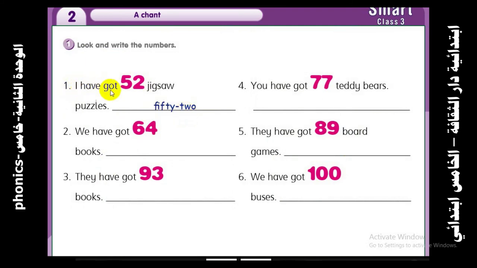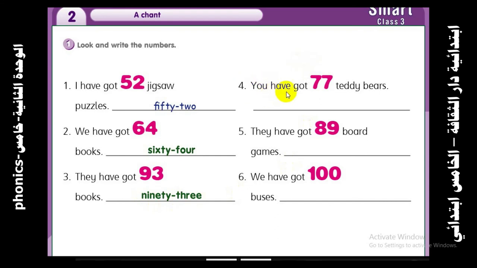Here, number one, I have got 52 jigsaw puzzles. 52. When pronouncing numbers, children, we say the left number before the right. This is 52. Number two, we have got 64 books. How do we write 60? The word 6 first, S-I-X, and we add T-Y. After that, 4, 64. Number 3, they have got 93 books. 90, we write the word 9 and add T-Y to it. Then we write the word 3.